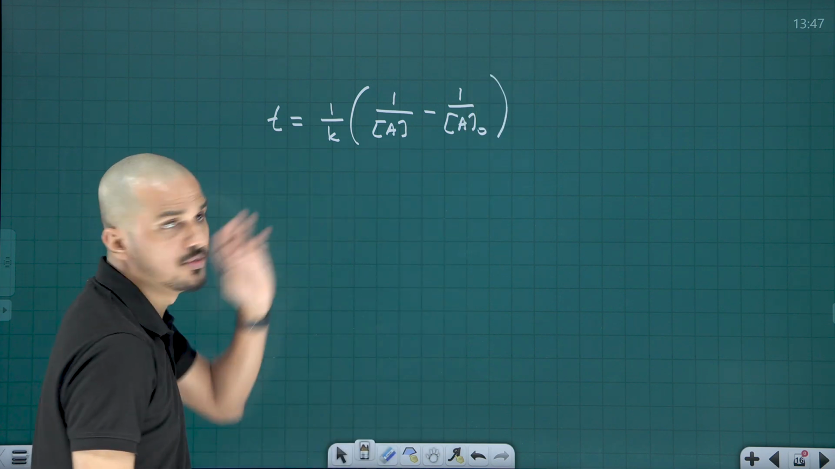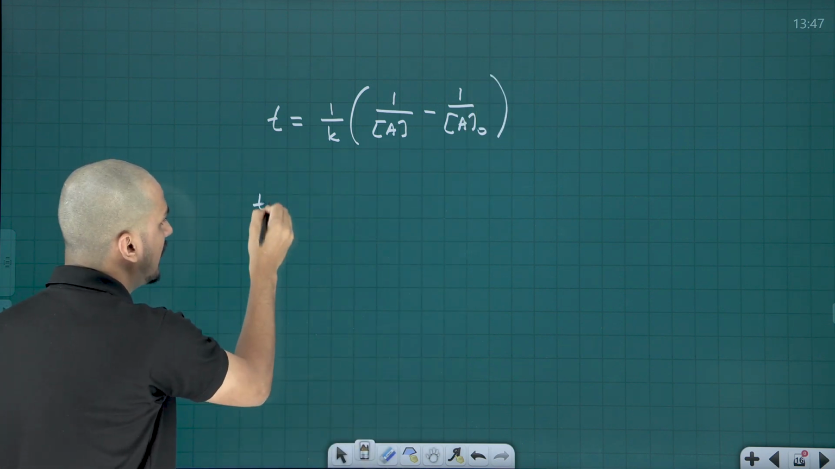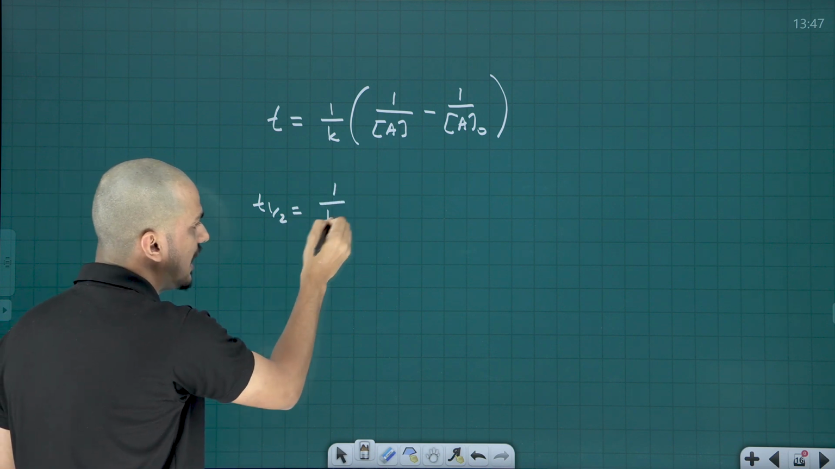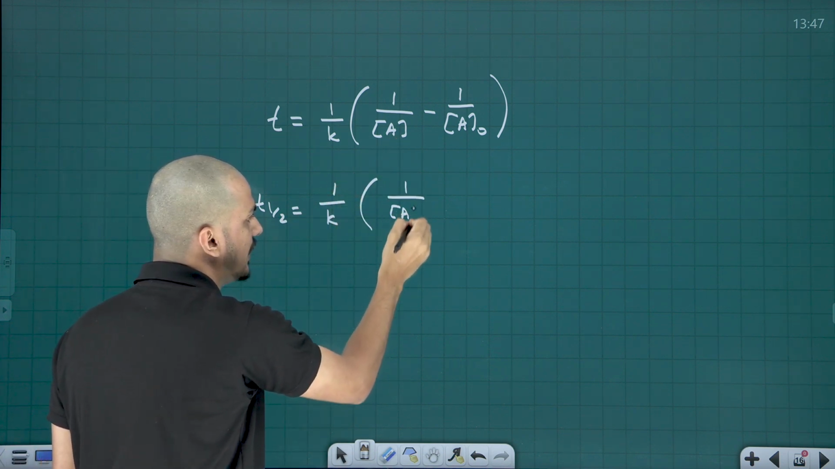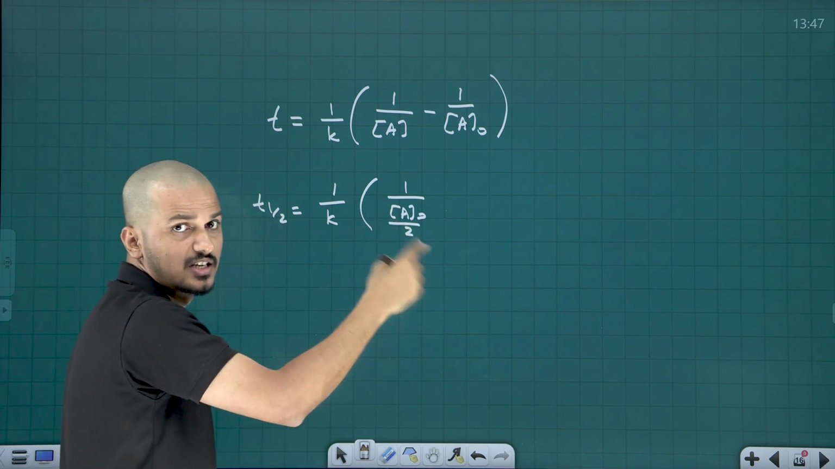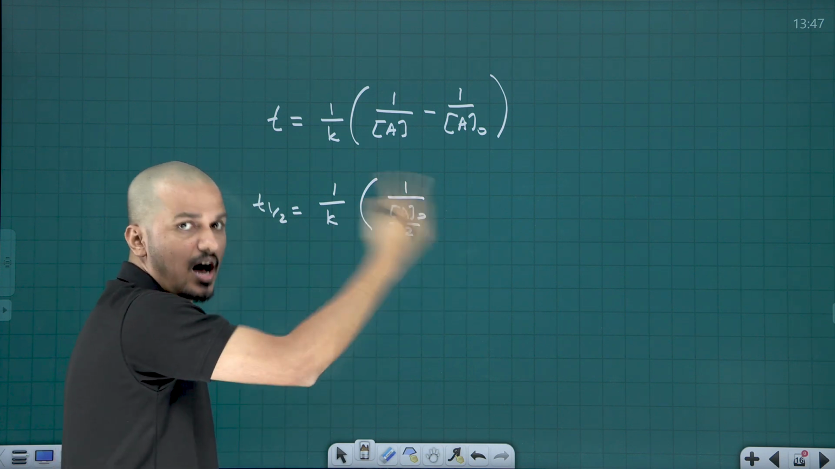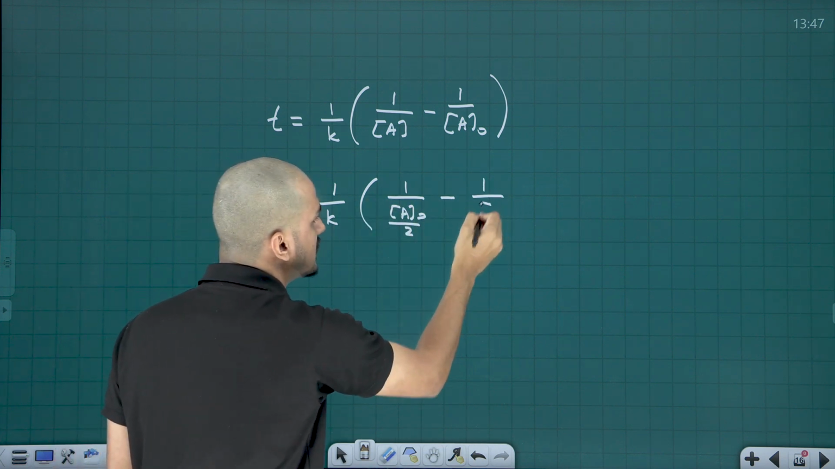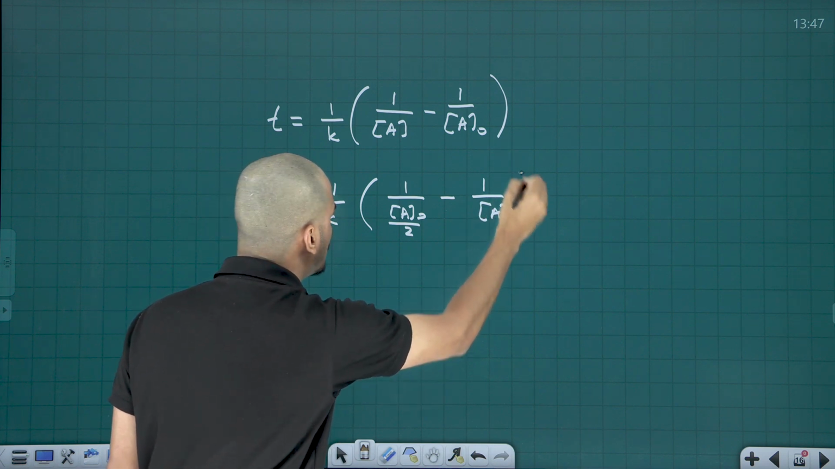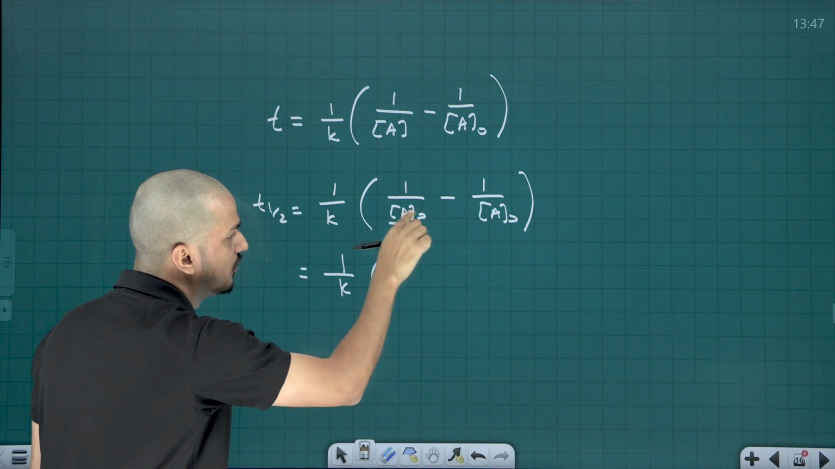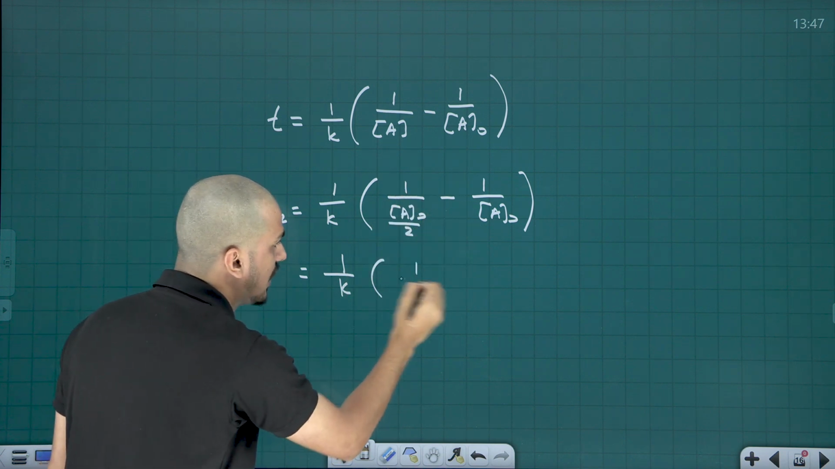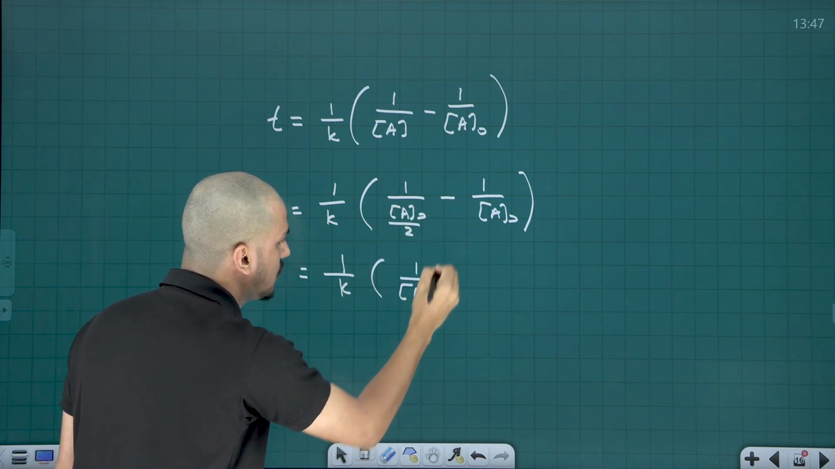T half means 1 by K into, instead of A, it becomes A0 by 2. The initial stays, and the final concentration becomes half: 2 by A0 minus 1 by A0. Once you do this, the 2 goes to the top, and 2 minus 1 means 1 by A0. This is the equation you will get.